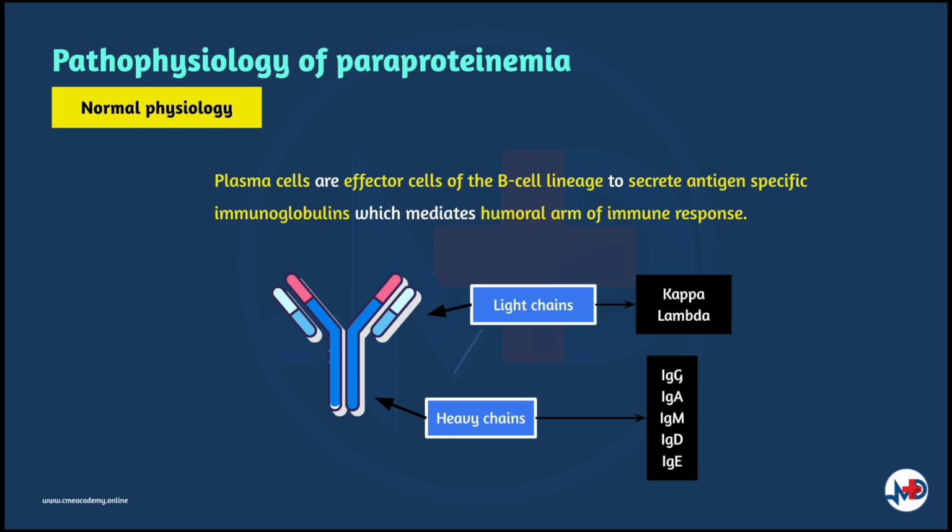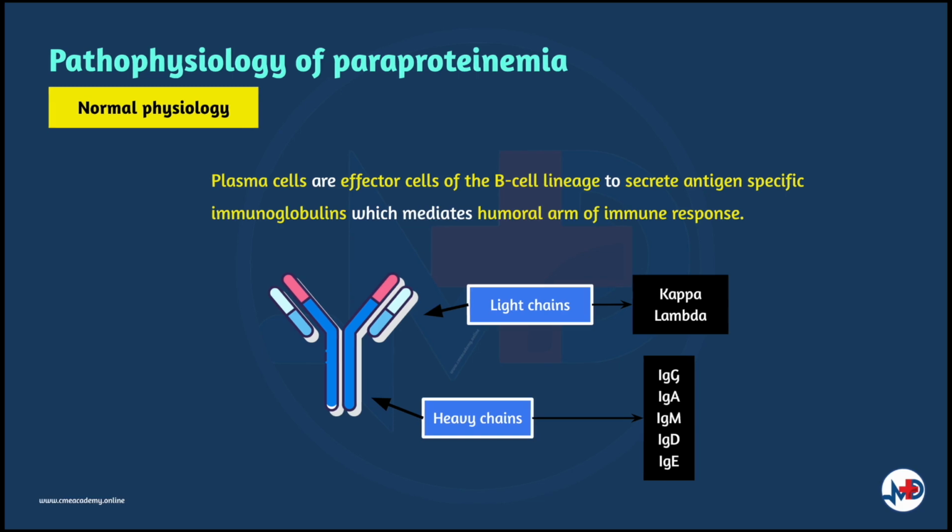Before moving on to the pathophysiology, let's first have a look at the physiological scenario. Plasma cells are effector cells of the B cell lineage. They function to secrete antigen-specific immunoglobulins which mediate the humoral arm of the immune response. A normal or intact immunoglobulin has two identical light and heavy chains. There are 5 major classes of heavy chains which correspond to the 5 classes of immunoglobulins, which are gamma IgG, alpha IgA, mu IgM, delta IgD, and epsilon IgE. Kappa and lambda are the only 2 variants of light chains.